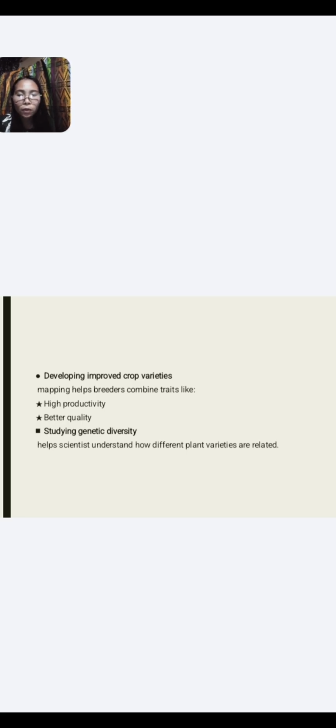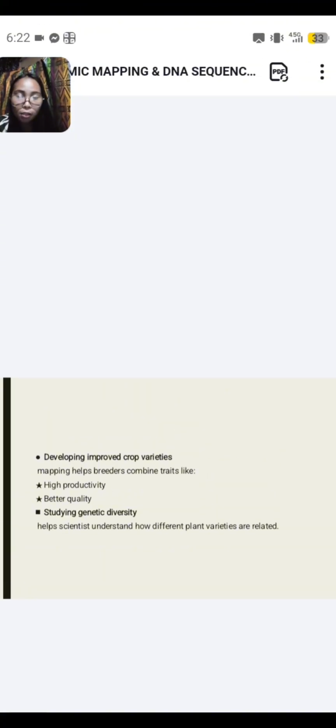So the next one is studying genetic diversity. It can help scientists understand how different plant varieties are related together.